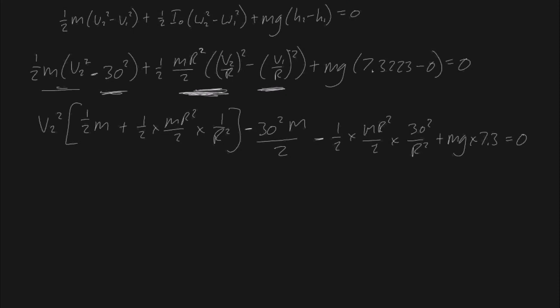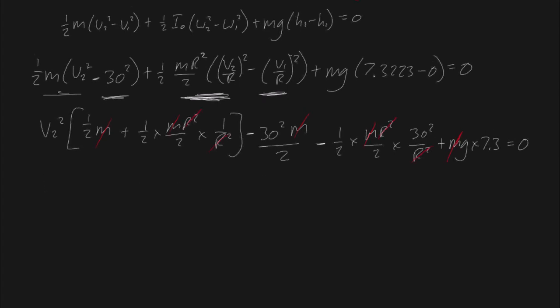Notice that each one of these terms contains mass. That means we can divide mass by both sides, and bam, bam, bam, bam, they all get eliminated. So it's really interesting to note that the mass of your disk is actually not important. Anyway, now it's time to solve for the inside of these brackets.